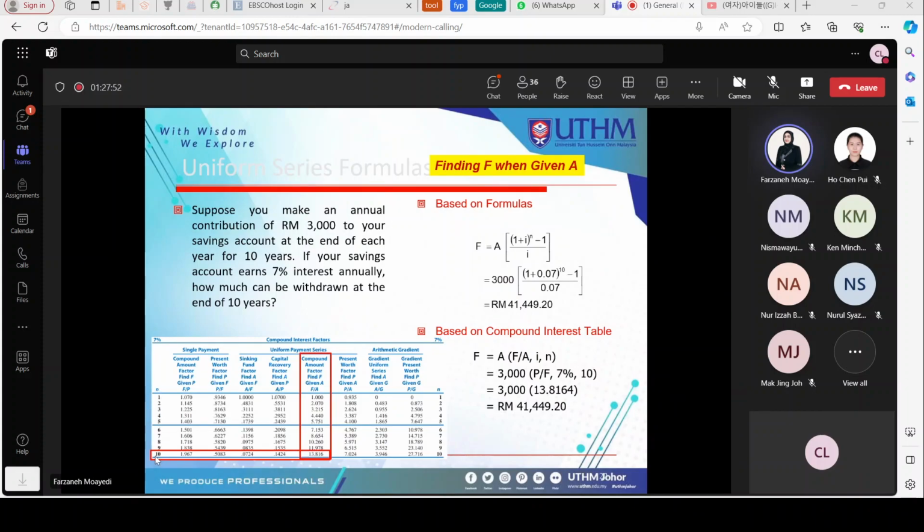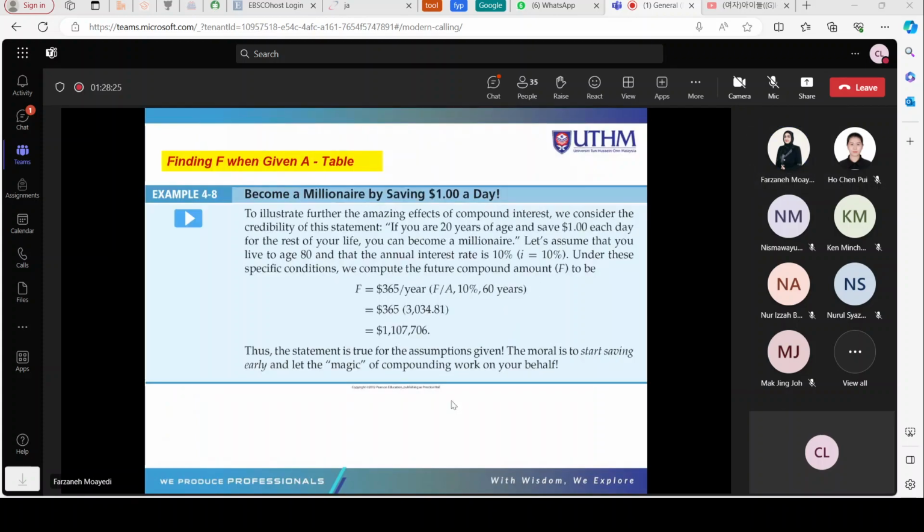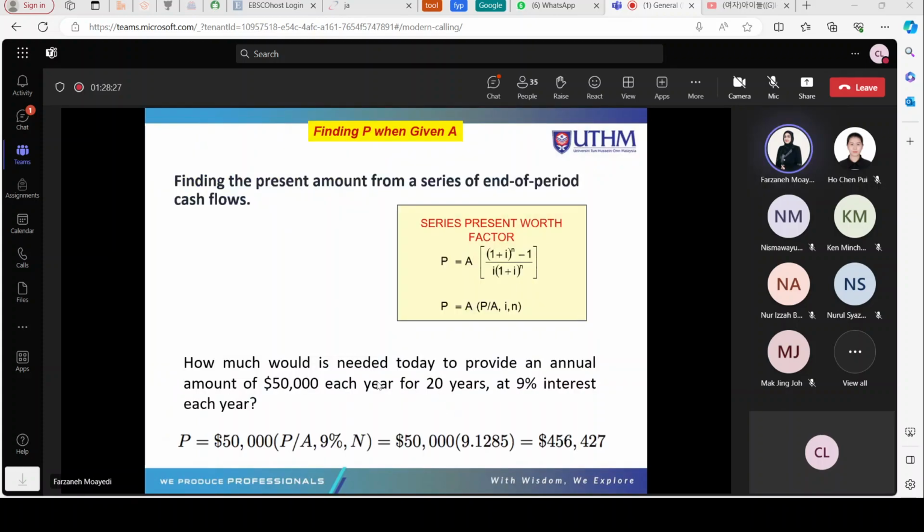So it's very clear. And then your answer is within these 4 columns. Which one of these 4 columns you want to be looking at is the F/A. And you find the value is 13.816. So 3,000 times 13.816 gives you the value of 41,000, which is exactly the same value if you use the formulas. This is an example, you can do it by yourself.